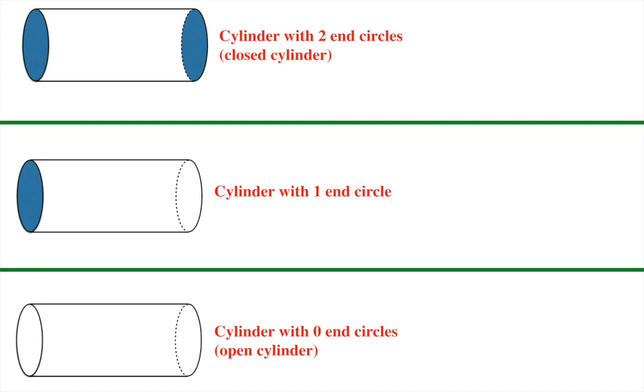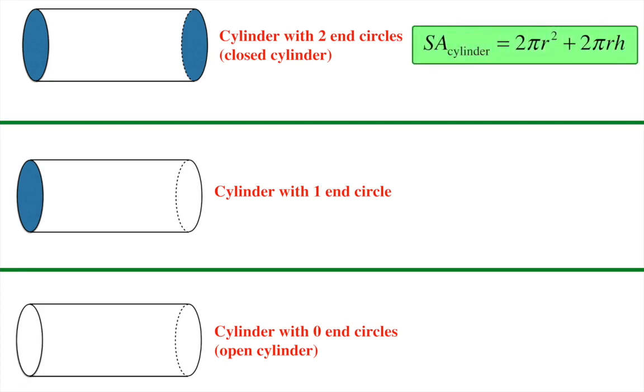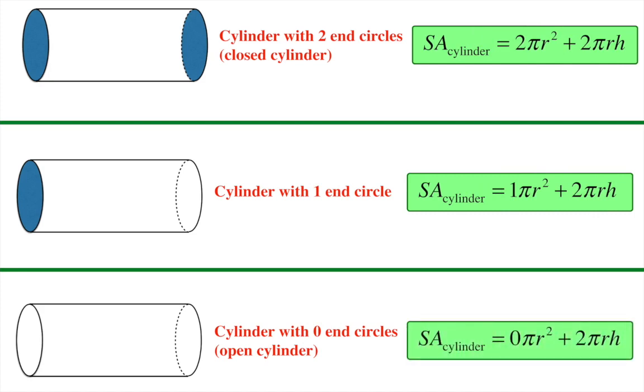How does that affect the formula? Well, our formula is going to be affected based on how many circles there are. Each of the formulas has a 2 pi r h in it. This has two end circles, this has one end circle, and this has 0 end circles, which means you don't actually even have to write that section there.